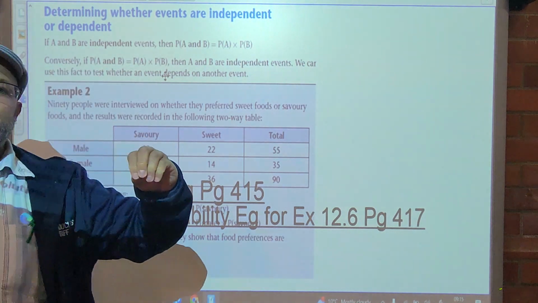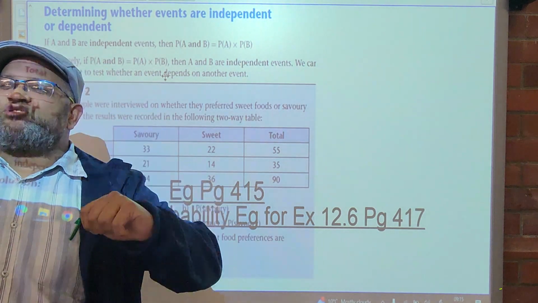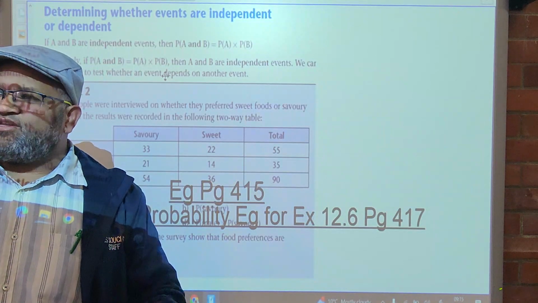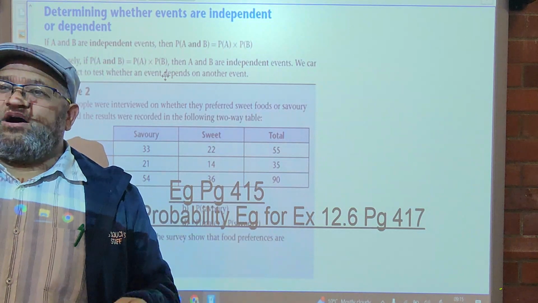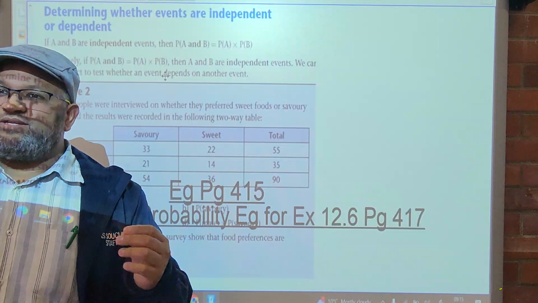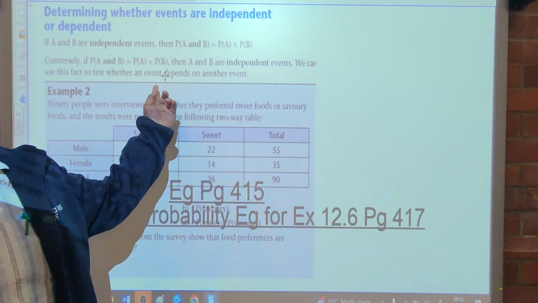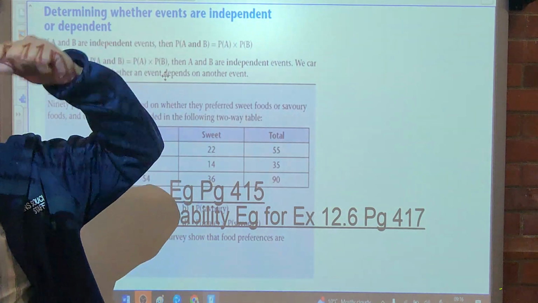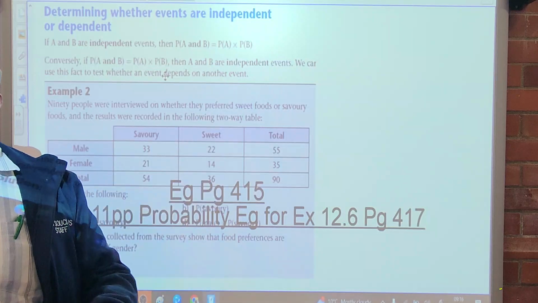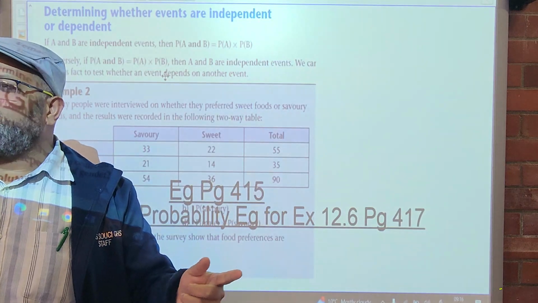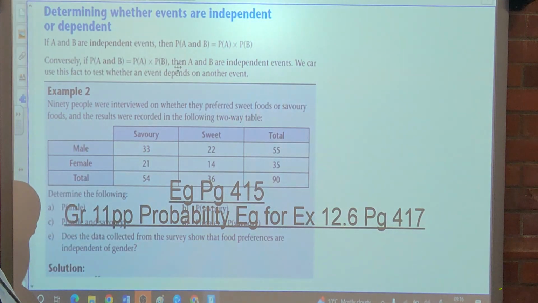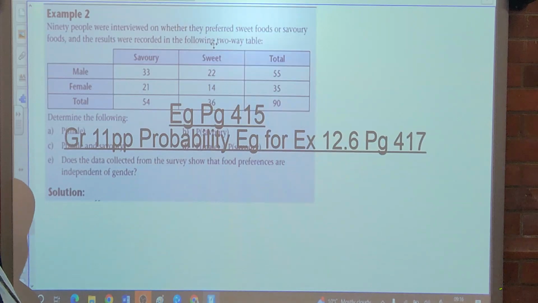So if they tell us that the events are independent, then the probability of A and B is equal to the probability of A times the probability of B. However, if they ask us to prove that the events are independent, then we prove this formula actually works. You guys understand? So if they tell us it is independent, then the formula is applicable. If they tell us to prove that they are independent, we prove that the formula works. Okay? That the identity is equal.